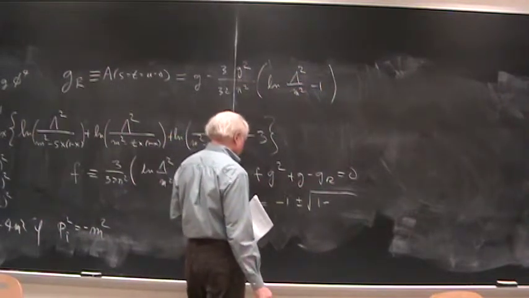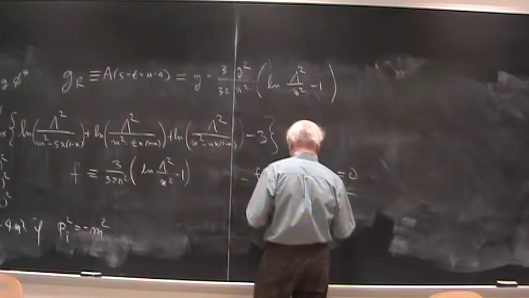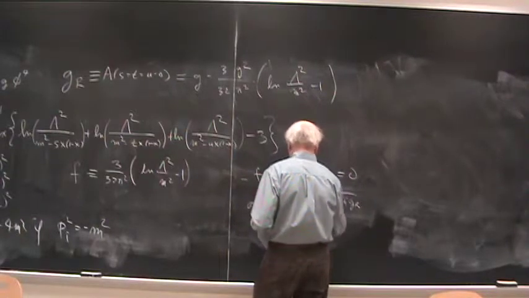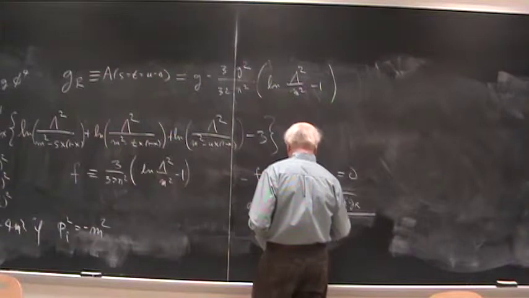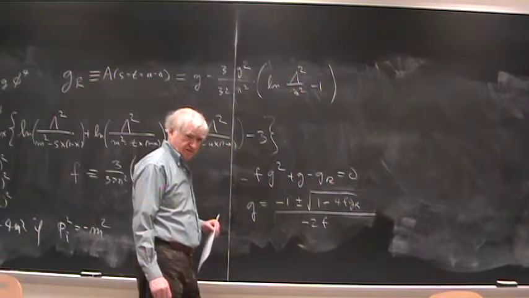Minus 4ac, and so this is minus 4f g sub r over 2a, which is minus 2f. That's the way it is, right?